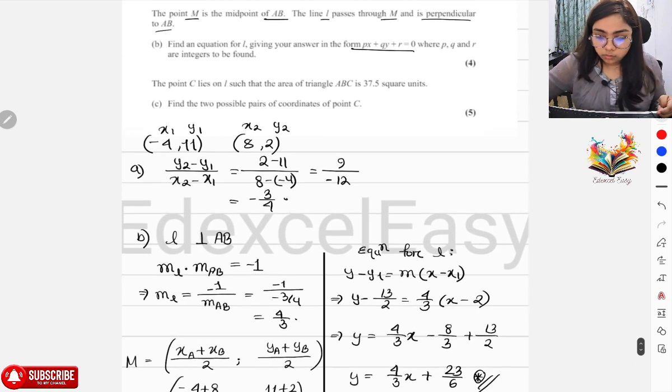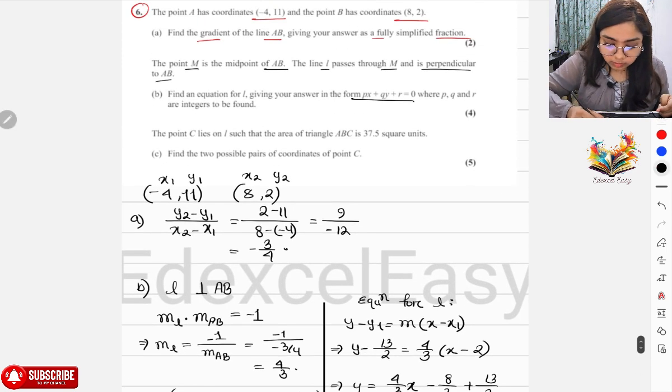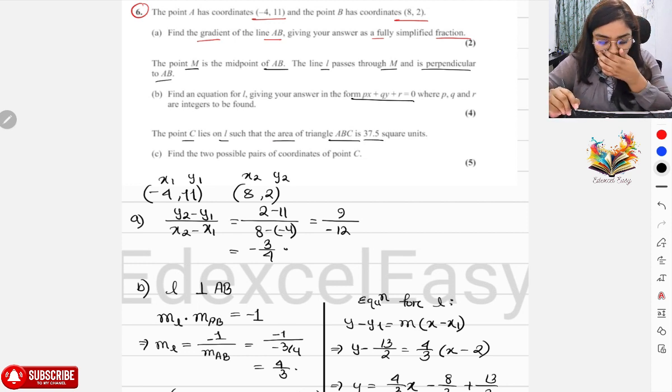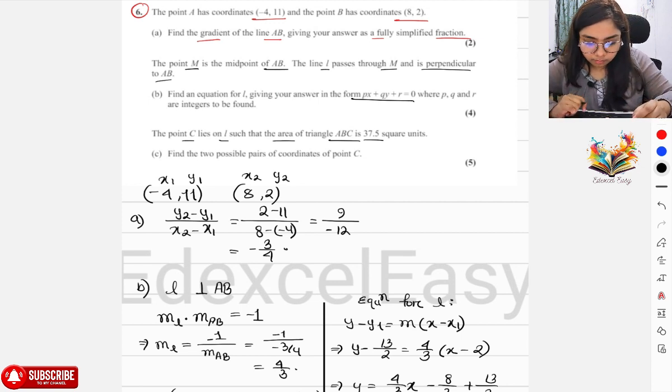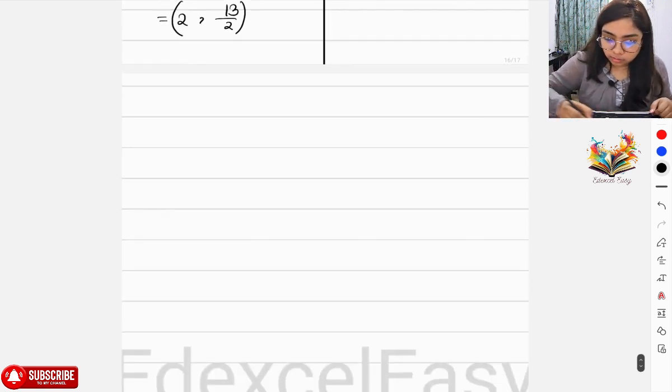We will move on to your next part, which says that the point C lies on L such that the area of the triangle ABC is 37.5. Write down the two possible coordinates of C. Okay, so now you have AB. C lies on L over here. It was stated that C is lying on L.